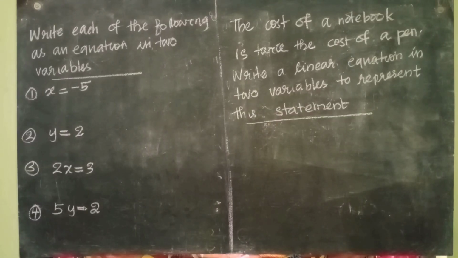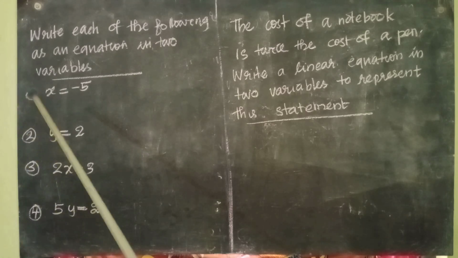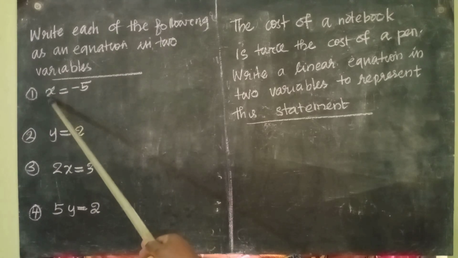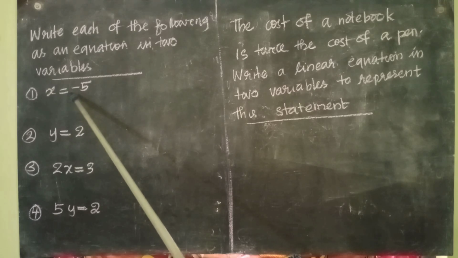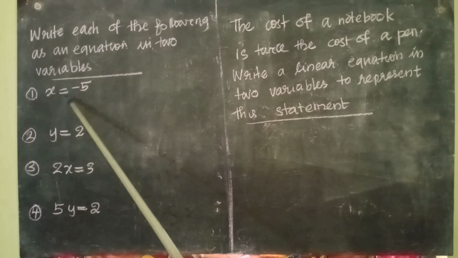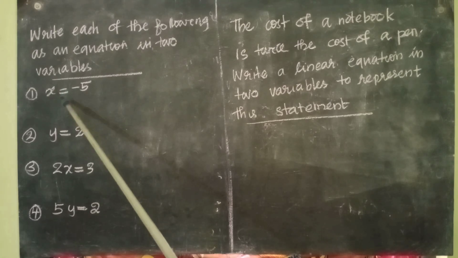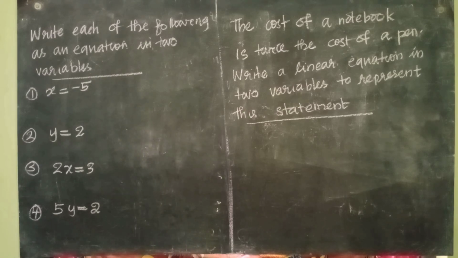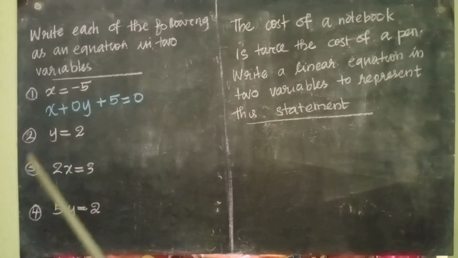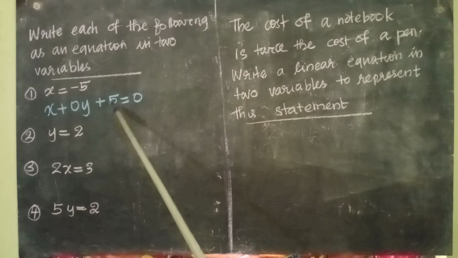Next question, write each of the following as an equation in two variables. An equation in two variables is of the form ax plus by plus c equal to 0. So first question, x equal to minus 5. Here the ax term is here, c also here, by is missing. So there you have to write down 0y. So let us see how we can write this x equal to minus 5 in the form of a linear equation in two variables. So we can write it as x plus 0y plus 5 equal to 0.